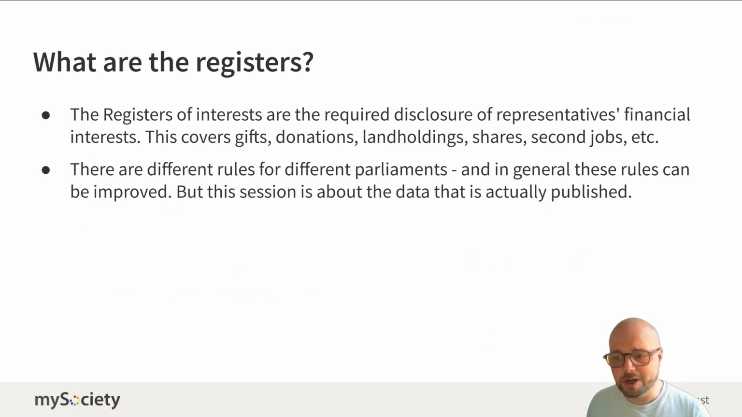So to start with, what are the registers of members' interest? There are rules that require disclosure of representatives' external financial interests. These can be gifts, donations, shares, second jobs. The rules vary depending on the different parliaments, and in general we think these rules can be improved and tightened in various ways. Please see the report on the previous slide. But this session is about the data that's actually been published.